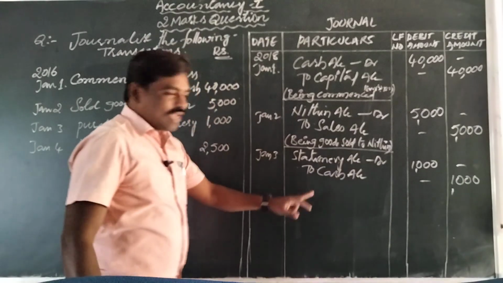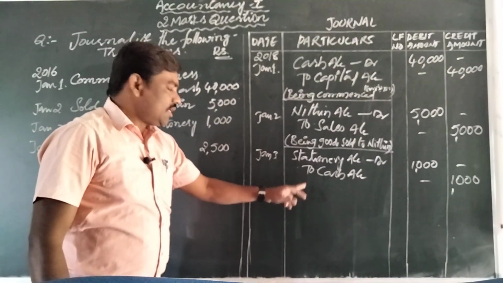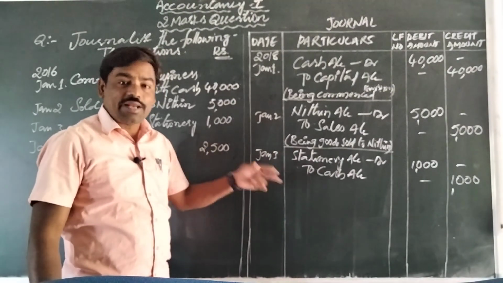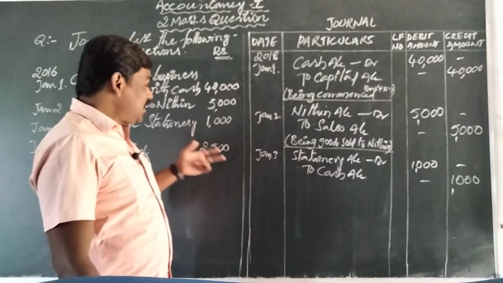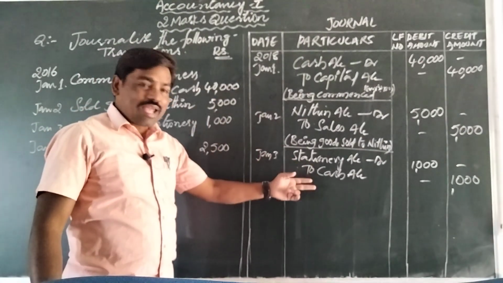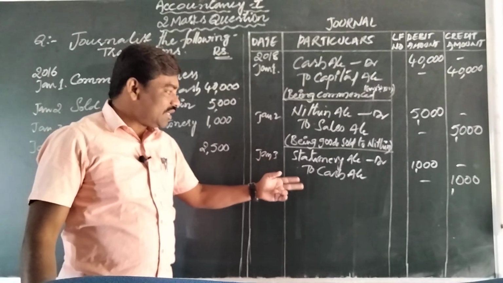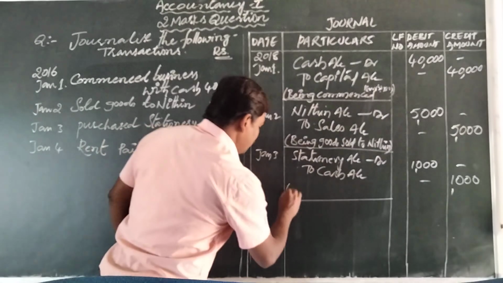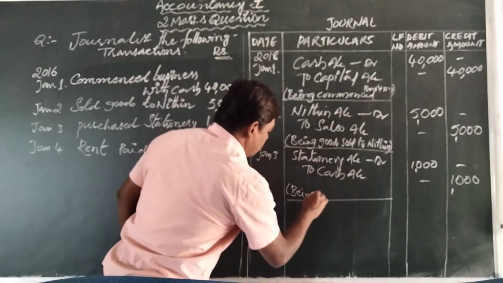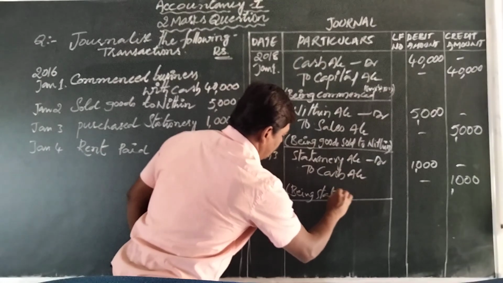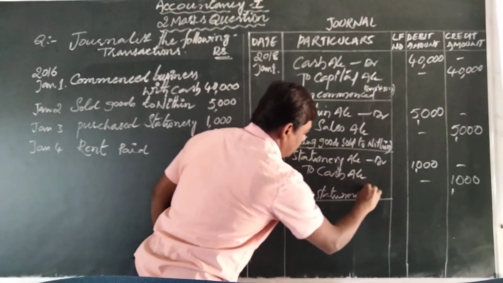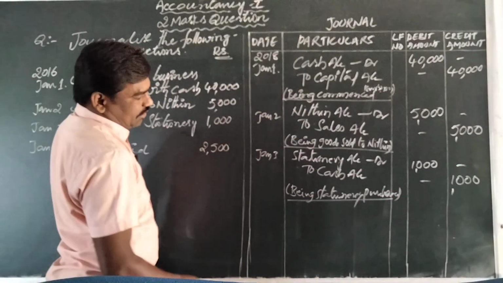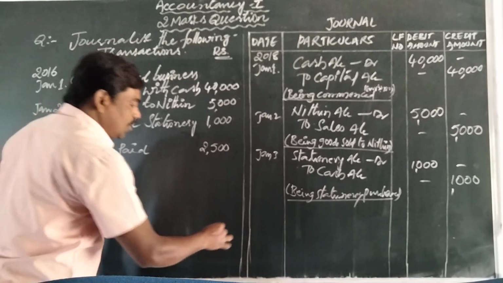Why have we written cash account here? To understand this point, you need to watch the previous videos where I have explained why, when there is an expenditure, we take cash on the credit side of the journal entry. Narration: being stationery purchased. You can write the narration here. Being stationery purchased. Come to the fourth entry.